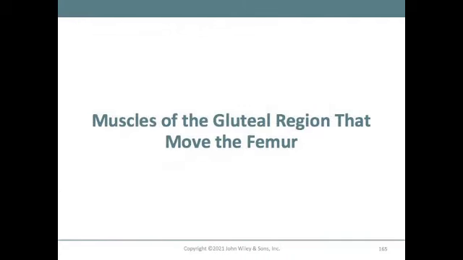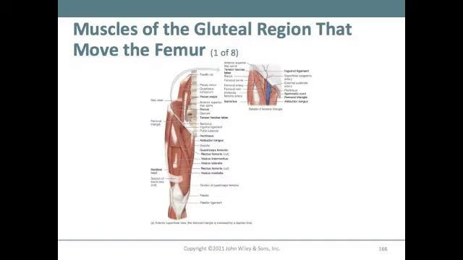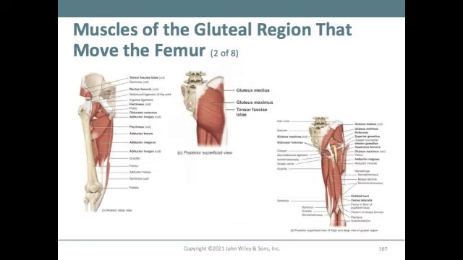Muscles of the gluteal region that move the femur. Here we're at page 401, figure 11.20. So the femur is the largest bone in the body. Remember that from the skeletal system. And then the gluteal region, that's going to be like your buttocks in that area. So page 402, figure 11.20.